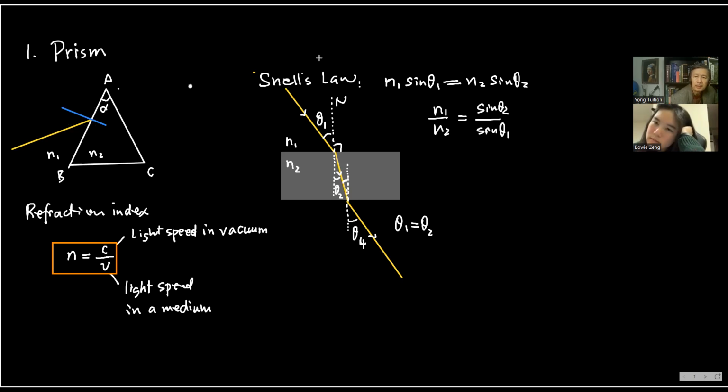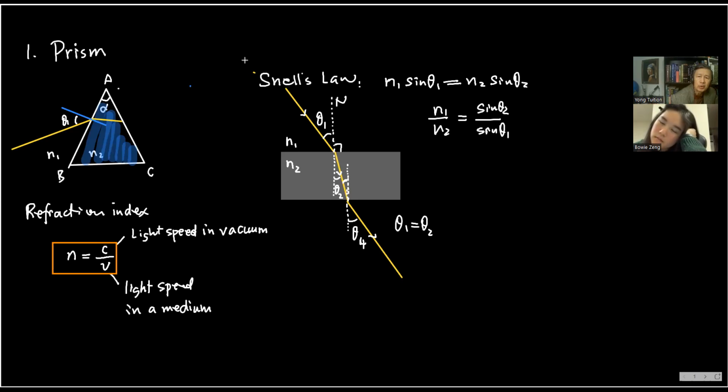Perhaps we can also use some coloring here to highlight that this is a different medium, so the index will be different. Normally it's larger than air. Then we should be able to work out the direction of the light after it enters the first surface. So this is theta 1, and theta 2, according to our analysis, the light will change direction towards the normal direction. That's part of the story.